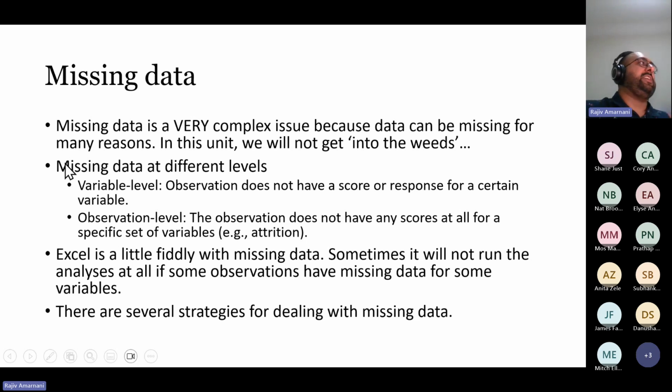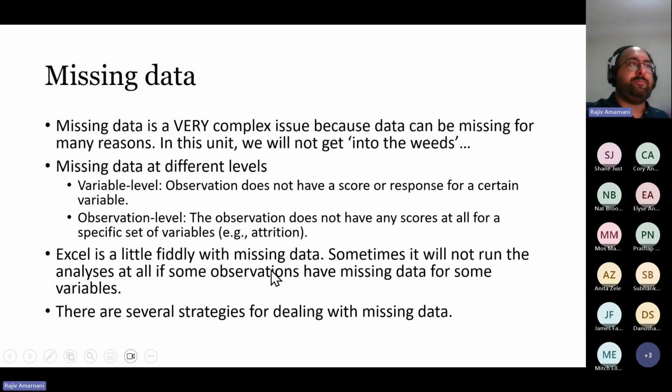What makes it tricky is that you can have data that are missing where, for whatever reason, for this observation, they don't have a score or a response for that variable. They're just missing. It wasn't put in for whatever reason. Or it can be at the observation level, where for this observation, they have no data past a certain point. You see this with longitudinal data where people don't come back after the first time you get your data from them. Then the next time they're just blank. Basically, attrition, dropout. They drop out, and so you only have the data you started with.